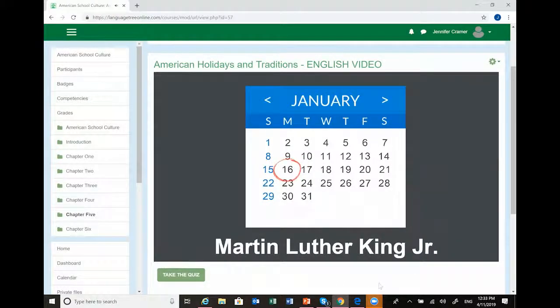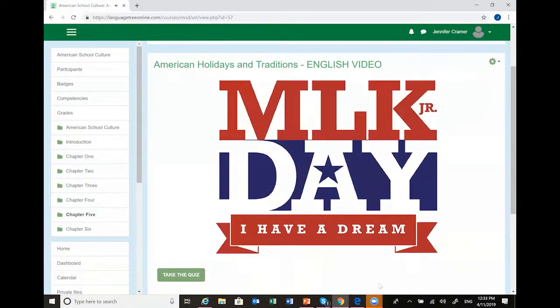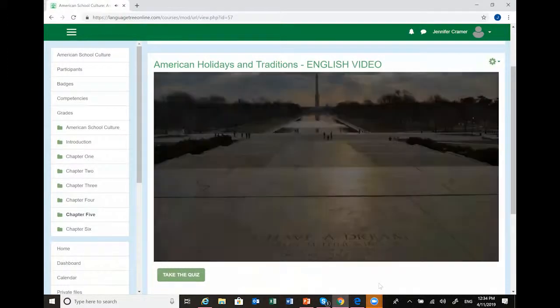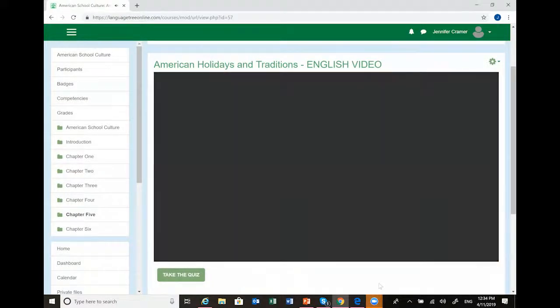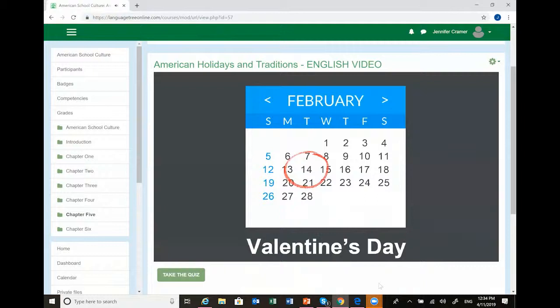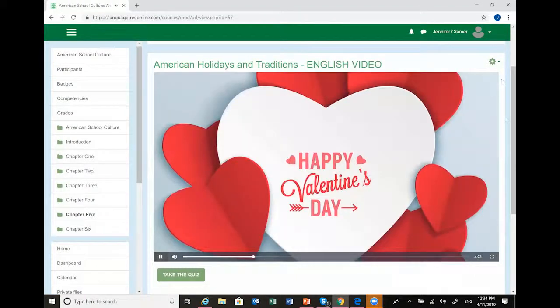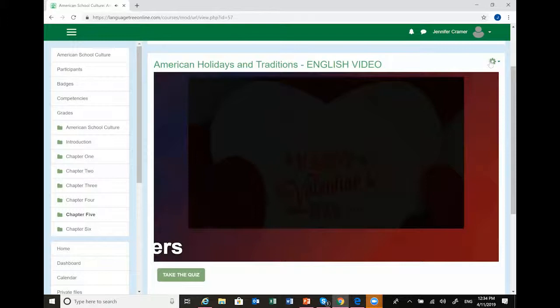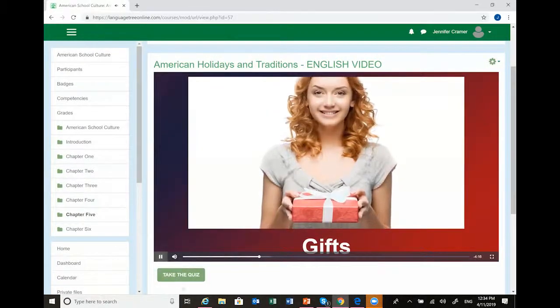Every third Monday in January is a school holiday recognizing Martin Luther King Jr. He was a leader in the African American civil rights movement. Valentine's Day on February 14th is not an official day off from school, but it is a fun celebration of love and romance. People exchange greeting cards, flowers, candy, and gifts with those they care about.